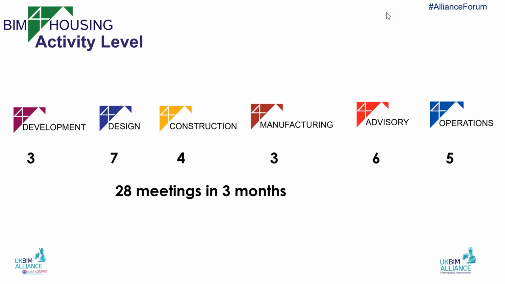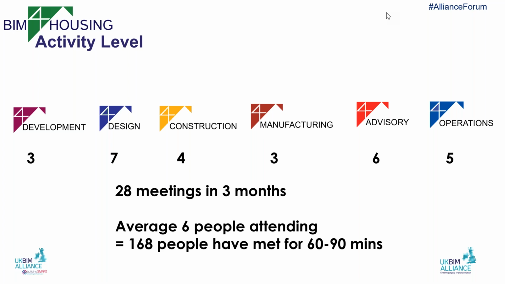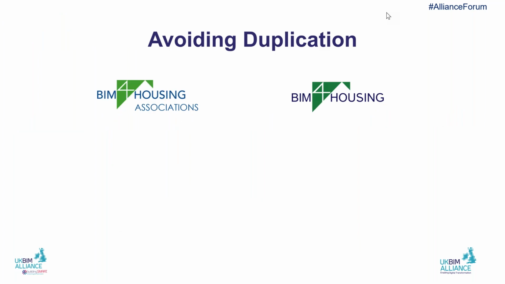Right, so we've got all these different groups, and they've been meeting at least once a month for the last 3 months, and some of them have been meeting twice. So we've had 28 meetings in 3 months, and given there's an average of 6 people, that's 168 people that have met over the last 3 months. Which I think is showing the sort of enthusiasm that we've got for the process.